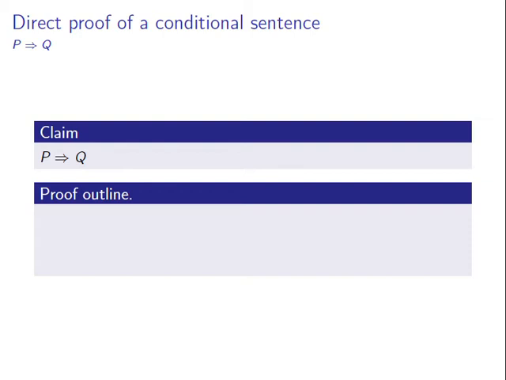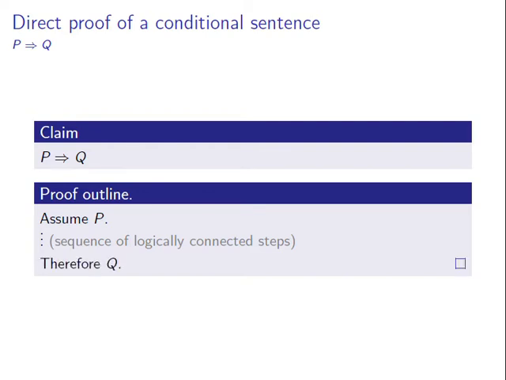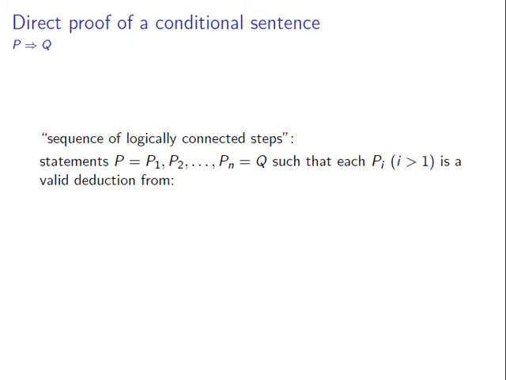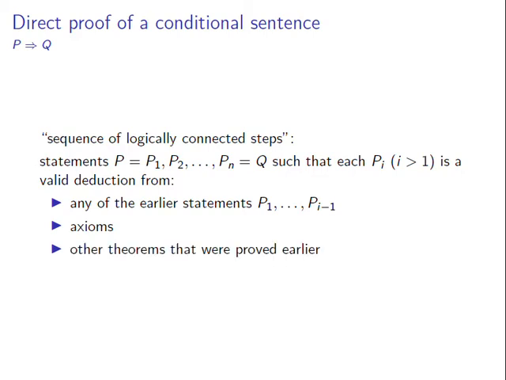Let us assume that the statement to be proved has propositional form if P, then Q. A direct proof of this statement begins by assuming the condition P. Then we use a sequence of logically connected steps to deduce the condition Q. Here, by sequence of logically connected steps, we mean a sequence of statements P1 up to Pn, with P as the first statement and Q as the last, such that each Pi for i from 2 to n is a valid deduction from any of the previous statements, the axioms, or any of the theorems proved earlier.